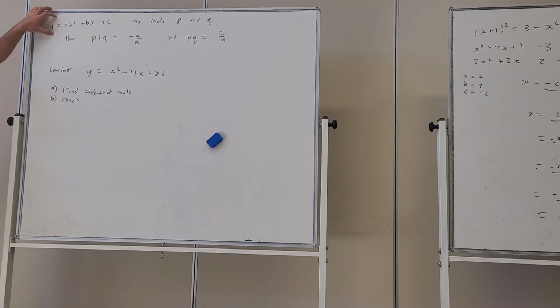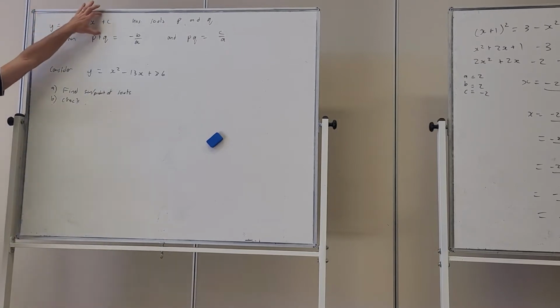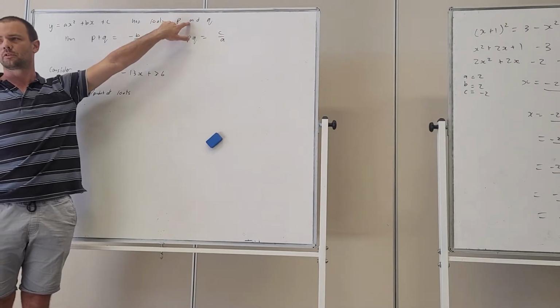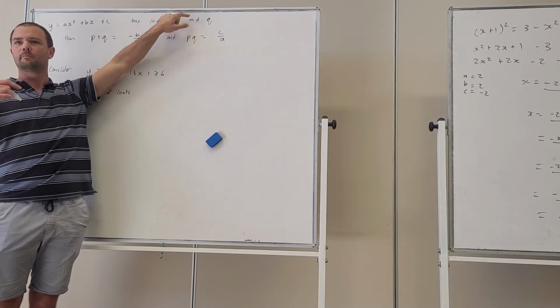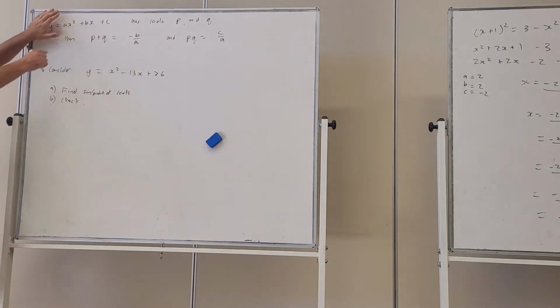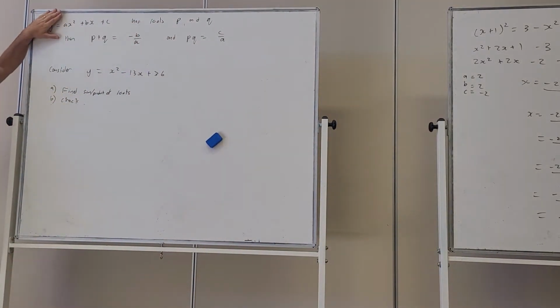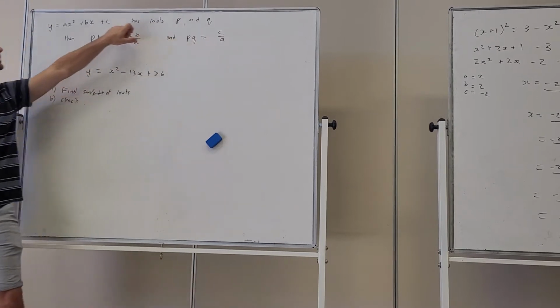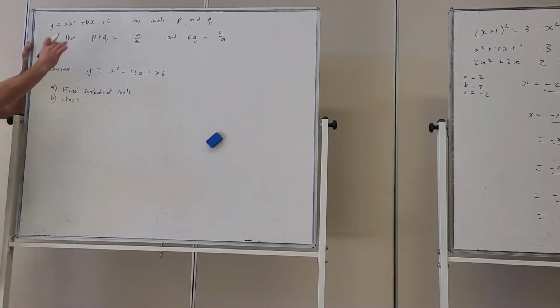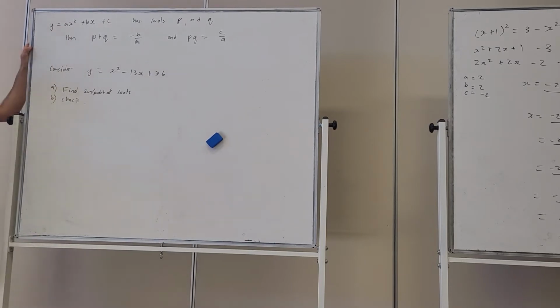This is the general form of a quadratic, ax squared plus bx plus c equals 0, and we say it has roots p and q. We don't know these values of p and q, but what do roots mean? They mean if you put the number p into this formula, it's going to make it equal to 0. If you put the number q into this formula, it's going to make it equal to 0. They're the x-intercepts on the graph.